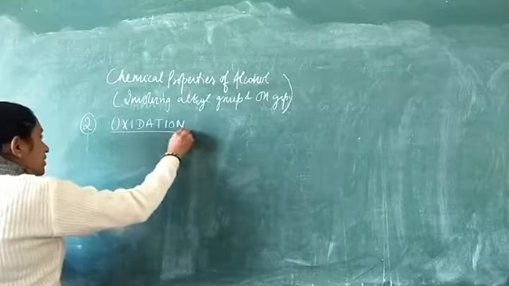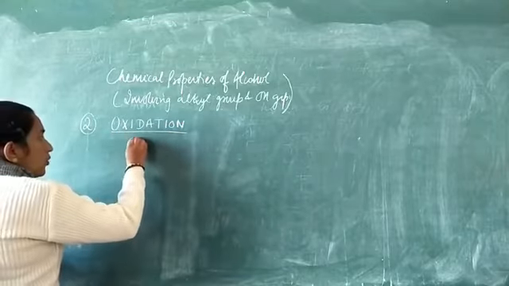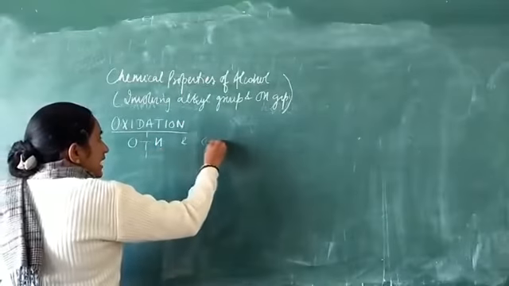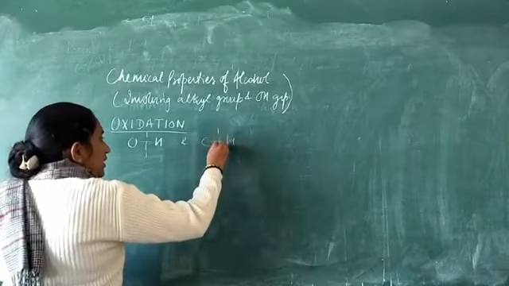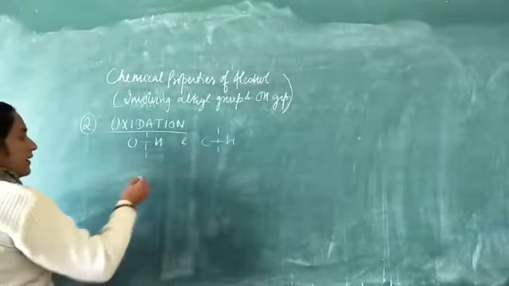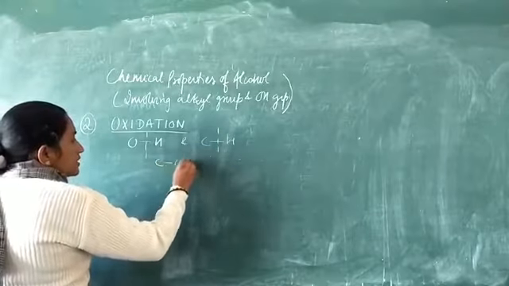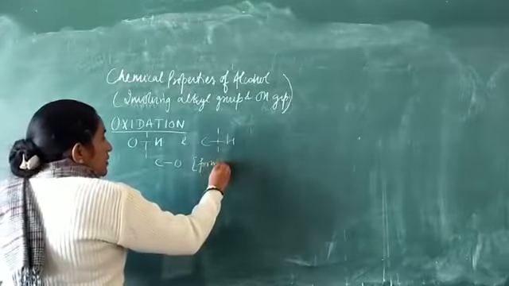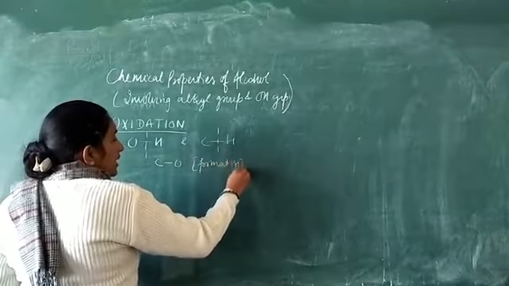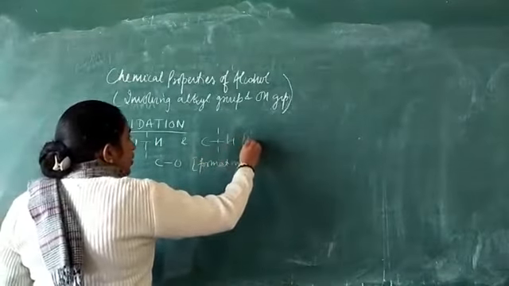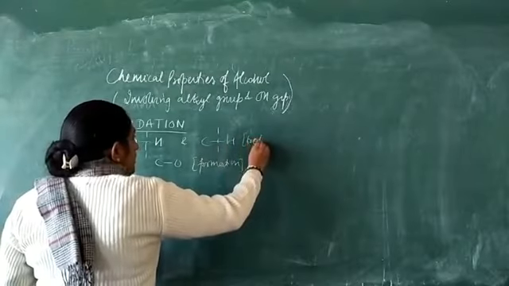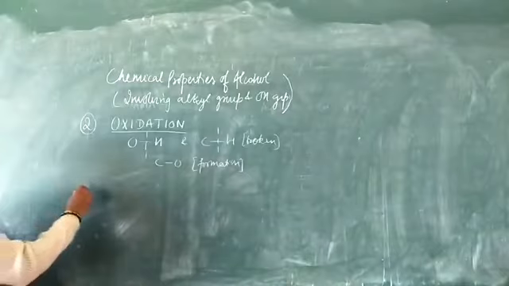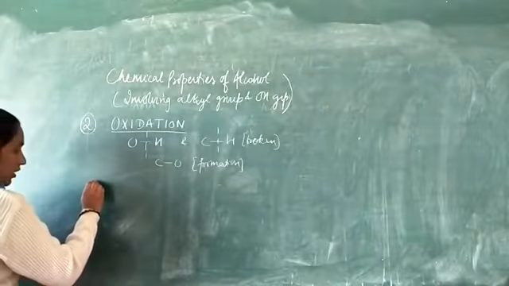Now students, in oxidation of alcohol, the O-H bond and C-H bond break up and the formation of a C=O bond occurs. So here the formation of the C=O bond will take place and these bonds will be broken down. So we will discuss first the primary alcohol.